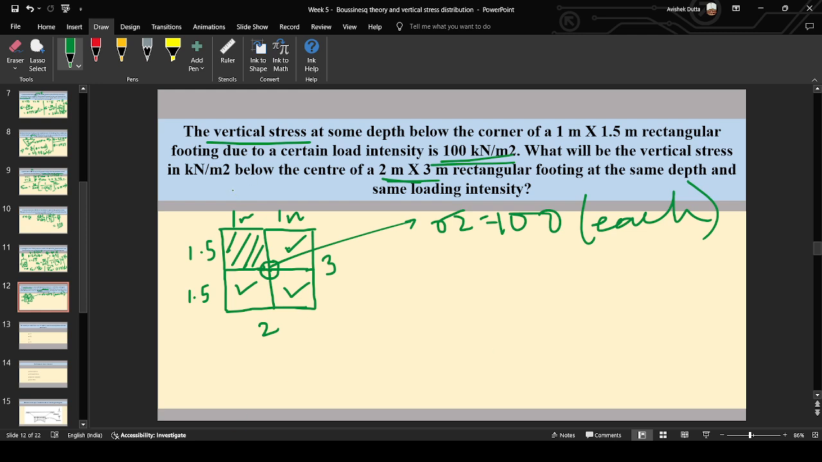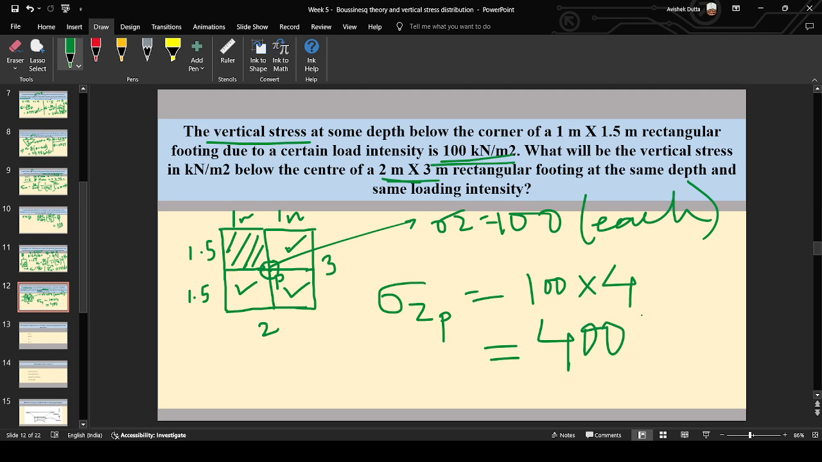So in the next question we have to find out the vertical stress below the center of a 2 meter by 3 meter rectangular footing. So this center means the corner of all these rectangles. There are 4 rectangles. Suppose this point is P, sigma z at the point P will be 100 of each multiplied by 4 rectangles. 4 rectangles of 1 meter by 1.5 meter each are exerting a stress of 100. So the vertical stress below the center of this 2 meter by 3 meter rectangular footing will be 400.